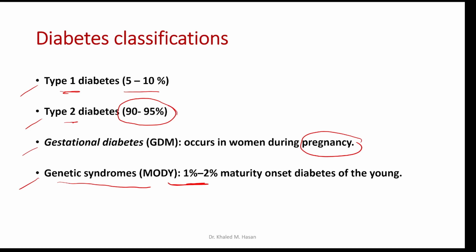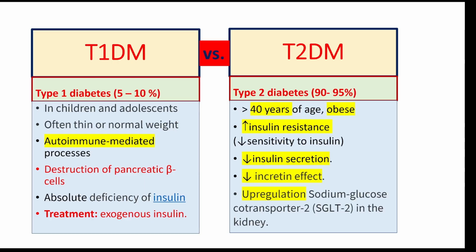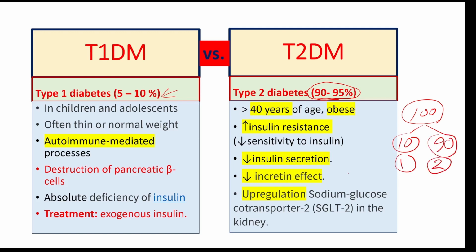The question now, what are the differences between type 2 and type 1 diabetes? I will start with type 1 diabetes. As you can see here, type 1 diabetes occurs in 5 to 10%, in comparison with type 2 diabetes, where 90 to 95% of people suffer from type 2. So if you have 100 patients coming to the clinic suffering from diabetes, you are going to see 10 patients with type 1 diabetes, but most of the patients will have type 2 diabetes.